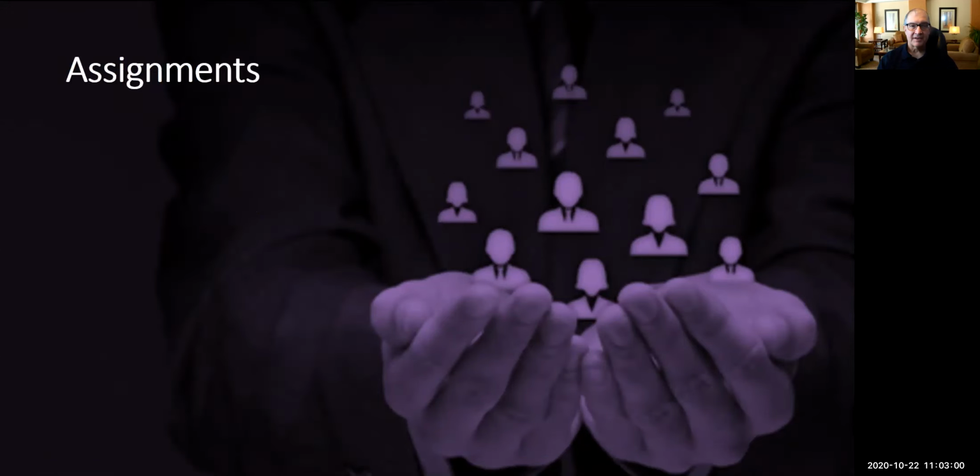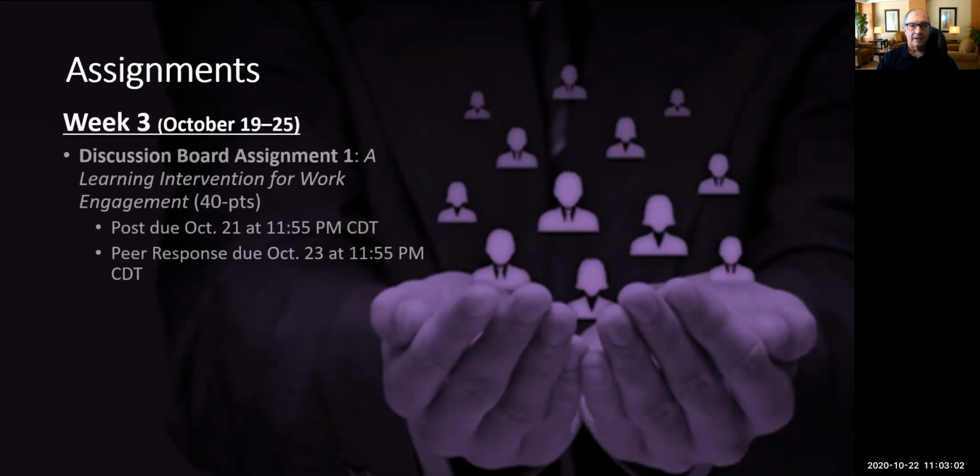Let's get started. Assignments. All right, so you've been working on discussion board assignment number 1, a learning intervention for work engagement, my personal favorite. Anyway, that post was due on the 21st, and the peer response to everyone is due on Friday by 11:55 p.m. Now I'm going to ask, as you continue to do your discussion board assignments, be sure to refer back to that rubric, because that's what I'm going to use to score them. It's kind of an important point.